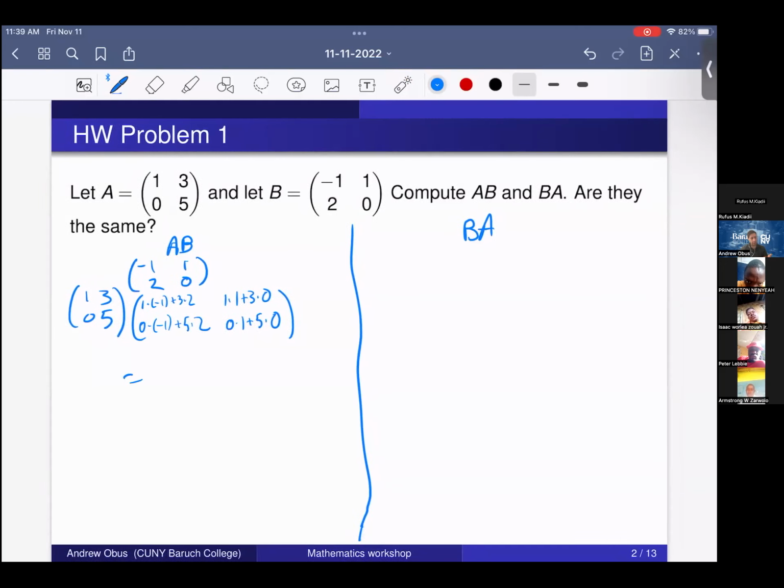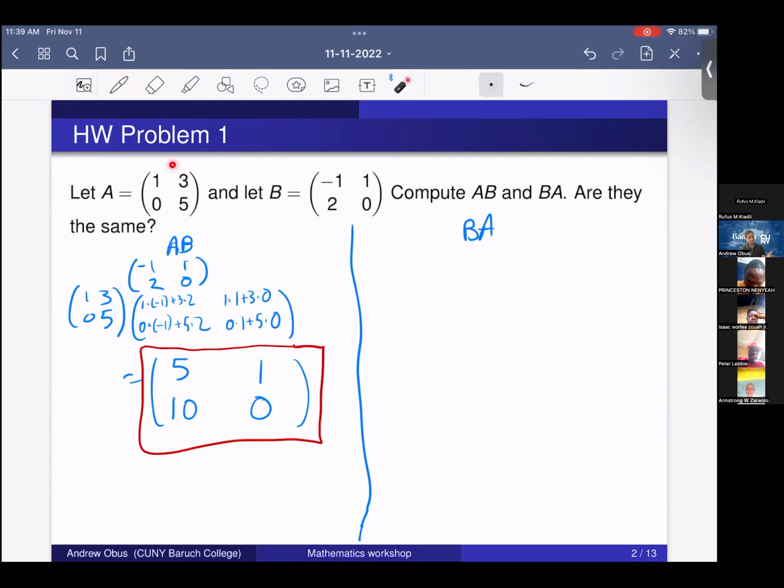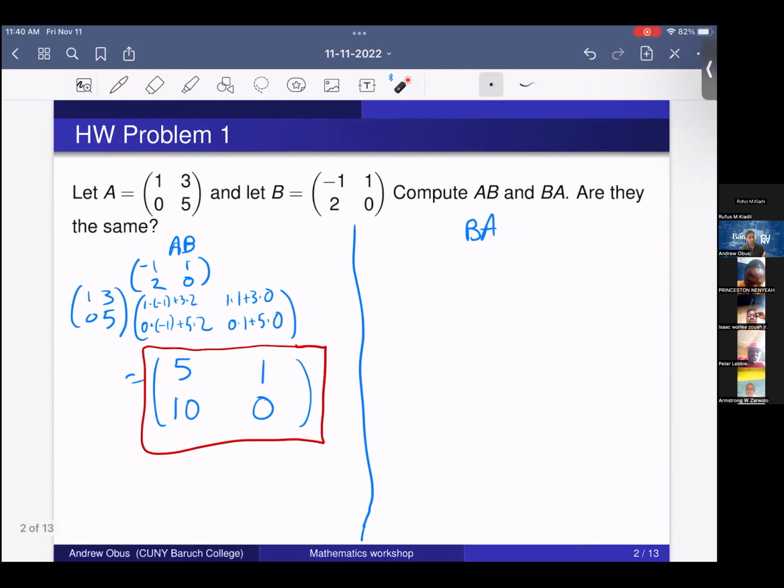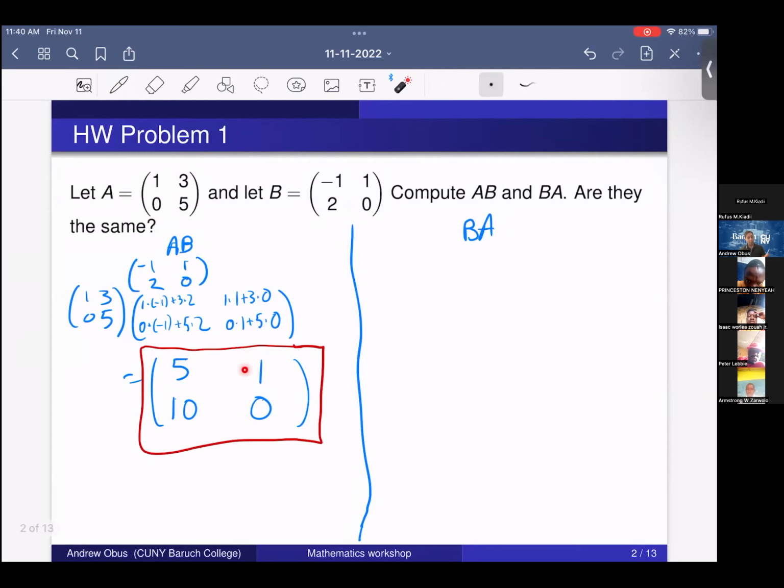And if we simplify this and write everything out, that's minus 1 plus 6, so we get 5. And then down here we get 0 plus 10, so that's 10. And then 1 plus 0 is 1, and then 0 plus 0 is 0. So this is the answer for the product of the two matrices given in this order. If we do A times B, their product is this new matrix, same size, but different numbers, and the numbers are 5, 1, 10, and 0.